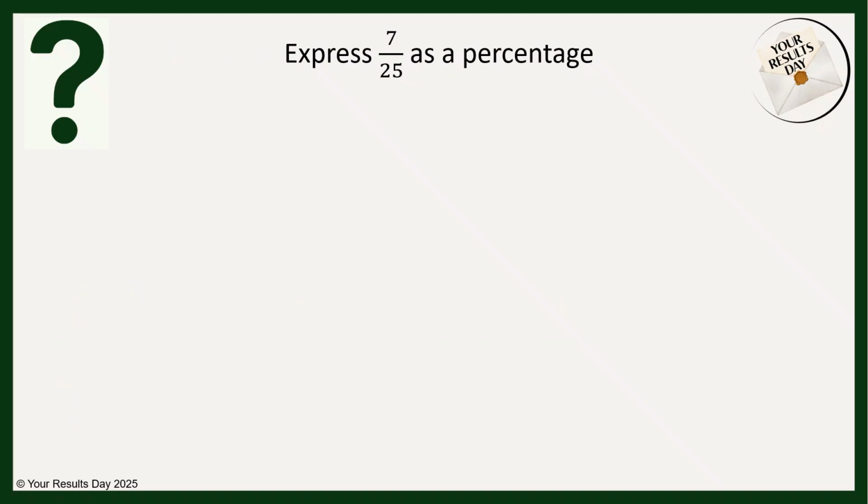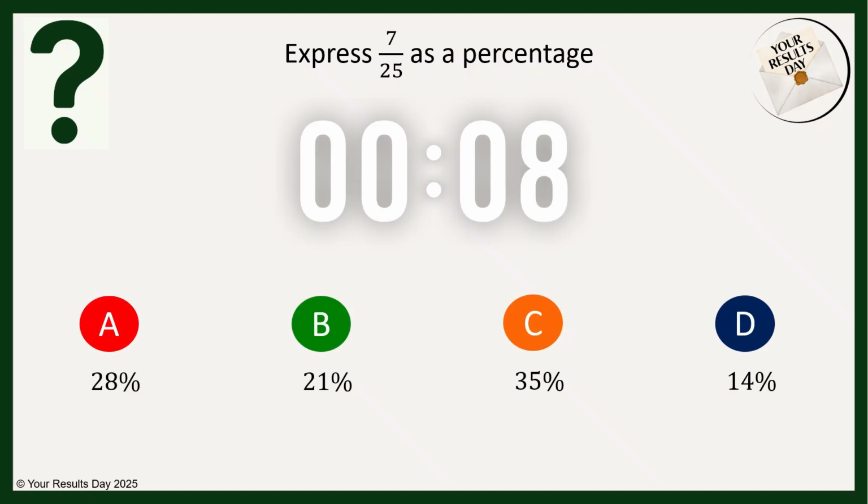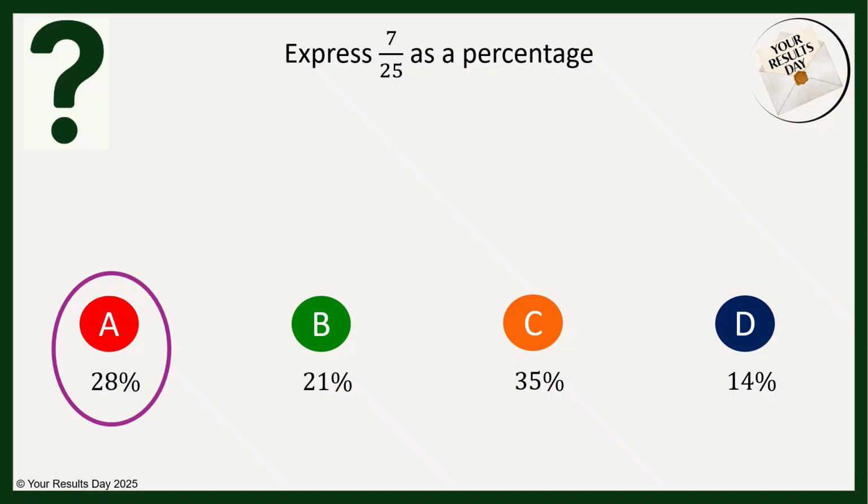Express 7 over 25 as a percentage. Here are your options. And that one would be 28%, because if you convert your 7/25 first to be over 100 as a fraction, that would be 28 over 100, which is 28%.